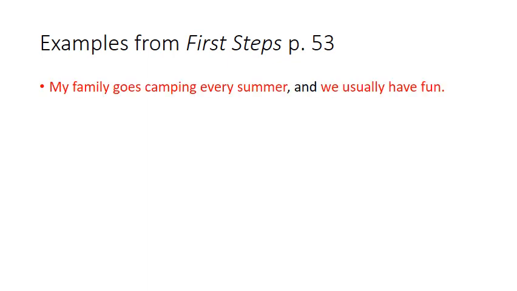The first one here uses and. My family goes camping every summer, and we usually have fun. The first simple sentence, the subject of that one is my family, and the verb is goes. In the second simple sentence, the subject is we, and then we have the verb have. And we'll notice that we have and, and a comma.